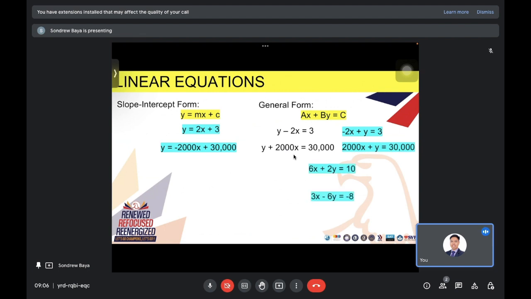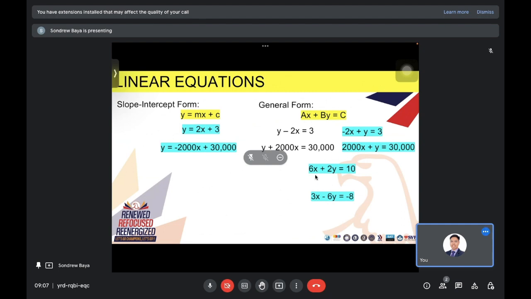How about if you're given general form and we are going to write it in slope-intercept form? In slope-intercept form, remember that y should be alone on the left side. Therefore, the rest should be transferred to the right side.